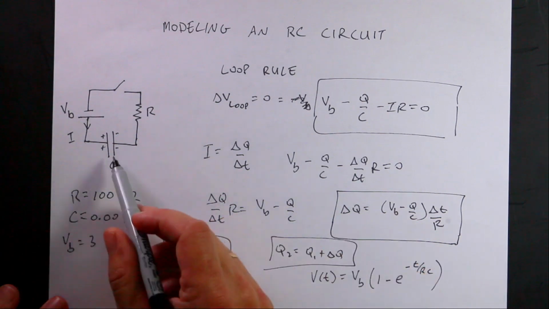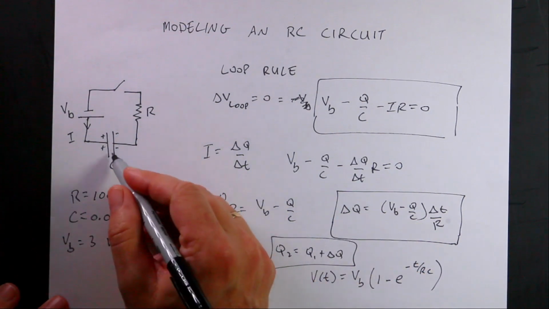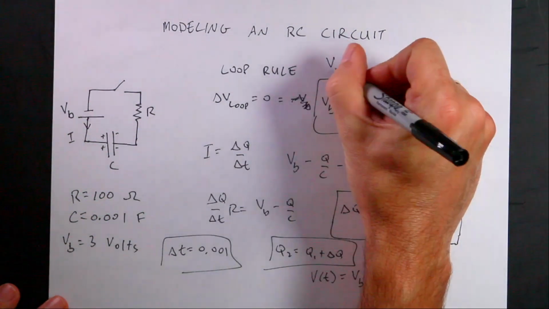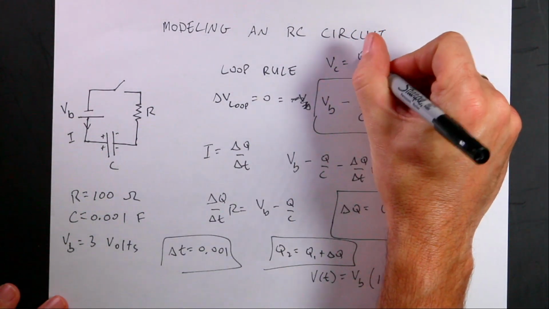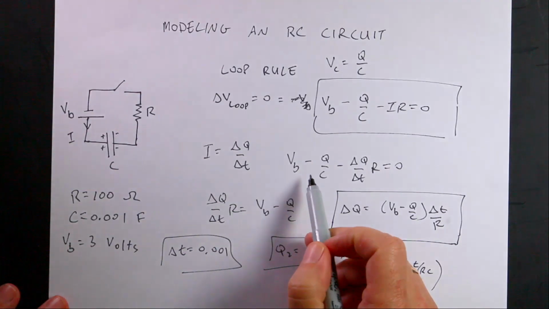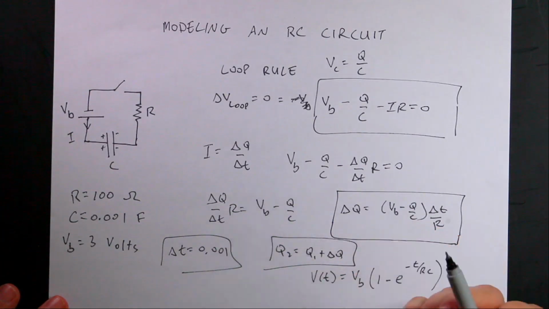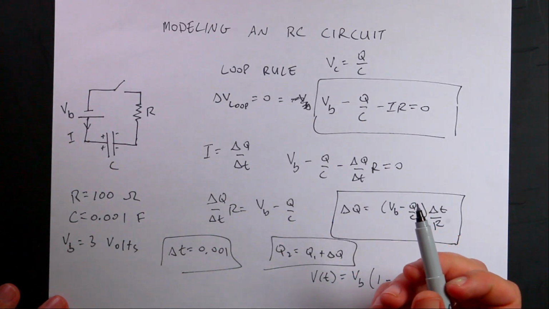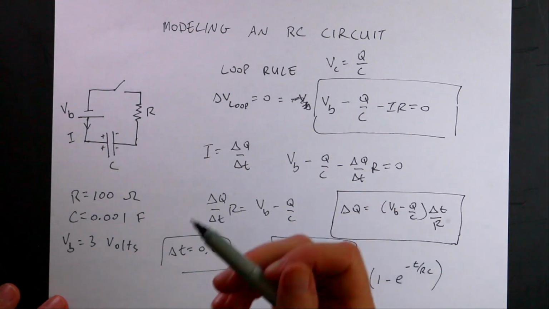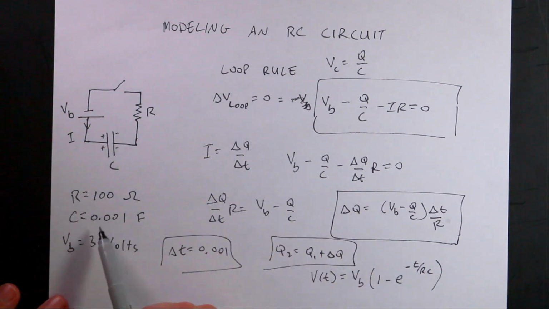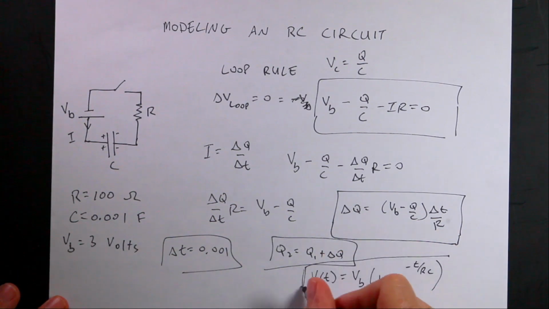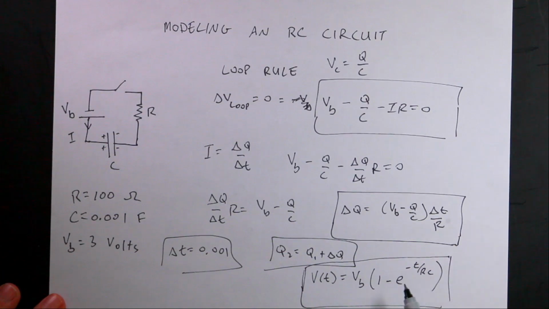Now, once I know Q, I can find the voltage across the capacitor. VC is just going to be Q over C. Now, what I want to do is to model this numerically. Of course, that means I have to have numbers. So I picked a resistance of 100, capacitance of 0.001, and a battery voltage of 3. And this is the theoretical answer for the voltage across the capacitor.